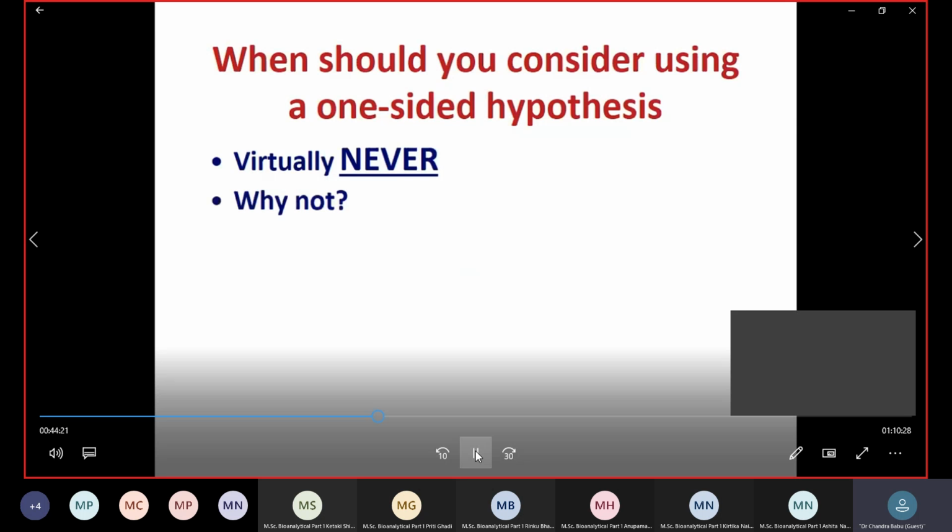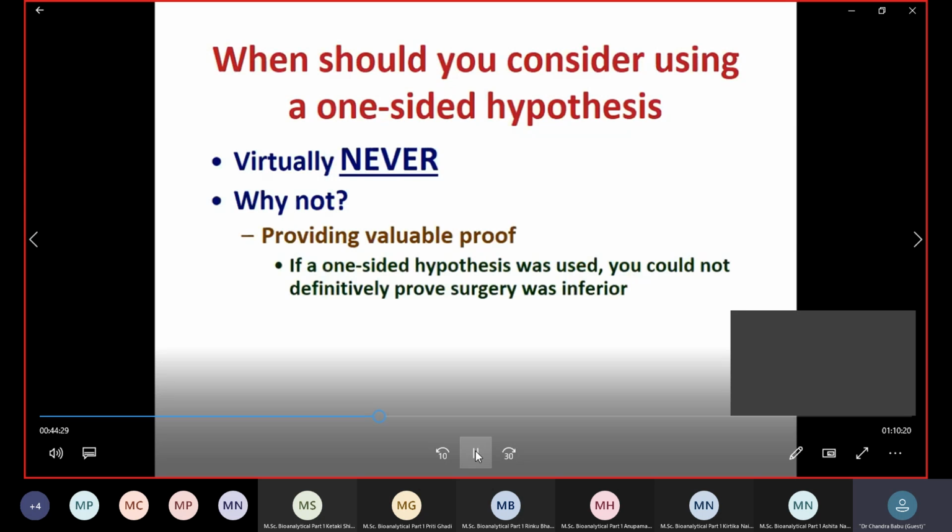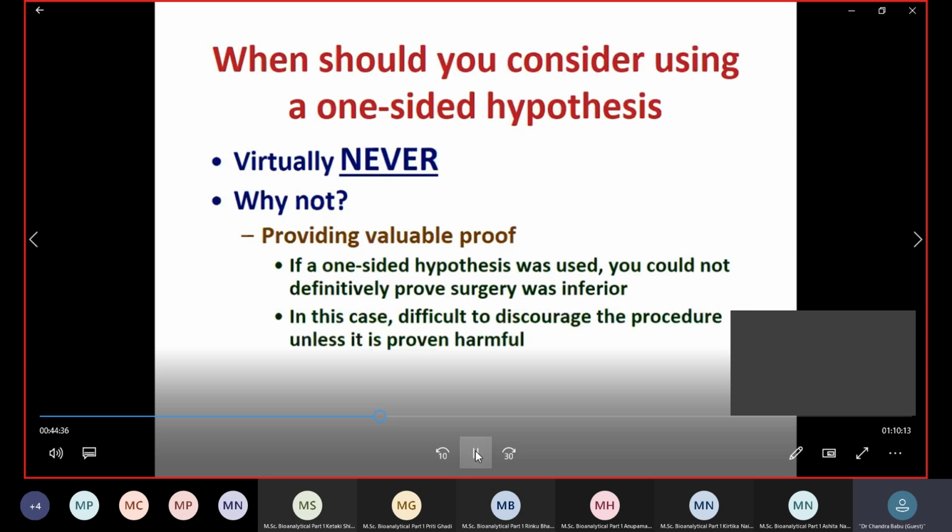Go find a paper that has a one-sided hypothesis in the literature. Why not? Well, basically, you're not providing valuable proof. If a one-sided hypothesis is used, you cannot definitively say surgery was inferior. In that case, it's difficult to discourage the procedure unless it's proven harmful.